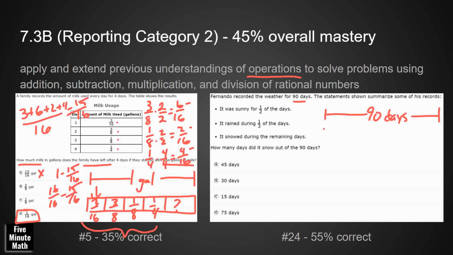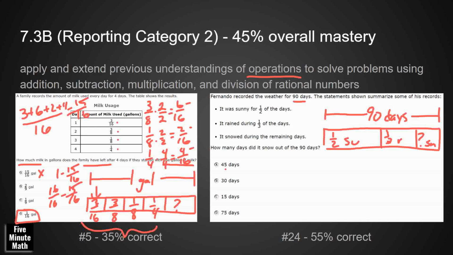So sunny for half the days. Okay, so I've got chunks here. So I can do half is sunny. And then I've got 1/3 of it rained. And then I've got the rest is snowed. So I don't know what the fraction is. But I'm looking for how many days it snowed, so I need to not only find the fraction, but then convert that into actual days.